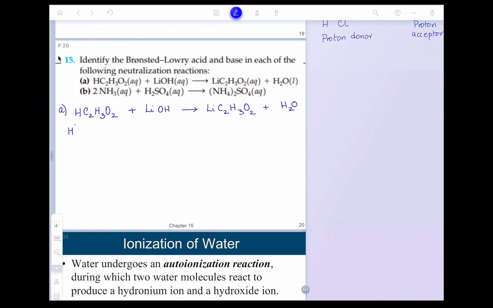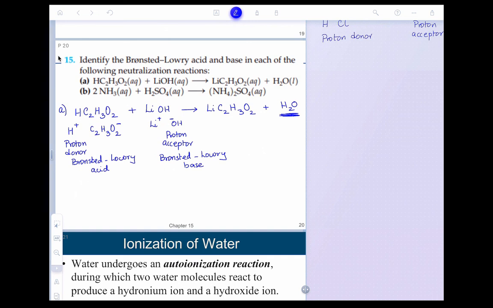Now this one I'm going to break down as H plus and C2H3O2 minus. So this one's going to donate this proton. So proton donor, so this is a Bronsted-Lowry acid. This is Li plus and hydroxide. Hydroxide accepts the proton to become water. So this is a proton acceptor, so this is going to be a Bronsted-Lowry base.